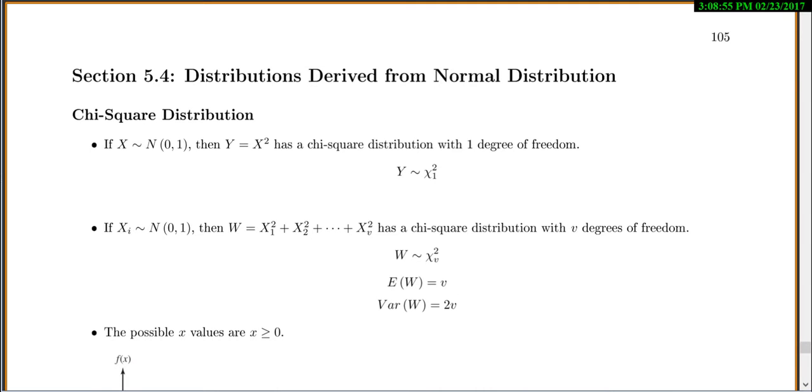So we learned about the normal distribution, and then there's certain distributions that we can get from doing computations with the normal distribution that are famous enough we use them quite often. So let's look at those. So first of all, if you have x, which is a normal distribution with mean 0 and variance 1, and you square it, you'll get what's called a chi-square distribution with 1 degree of freedom.